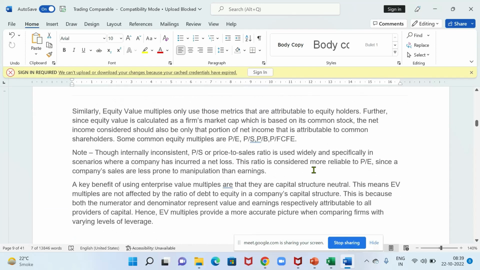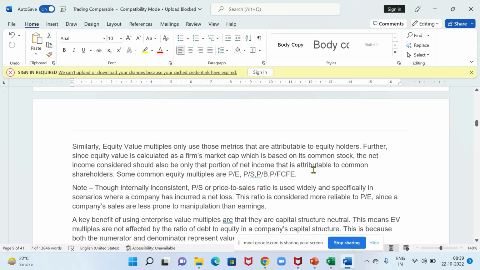Any questions thus far? Sir, are investment in associates fixed in nature or current? Fixed in nature. These are fixed assets, right? They will not be in your current assets. They will be in non-current. These are long-term fixed assets.